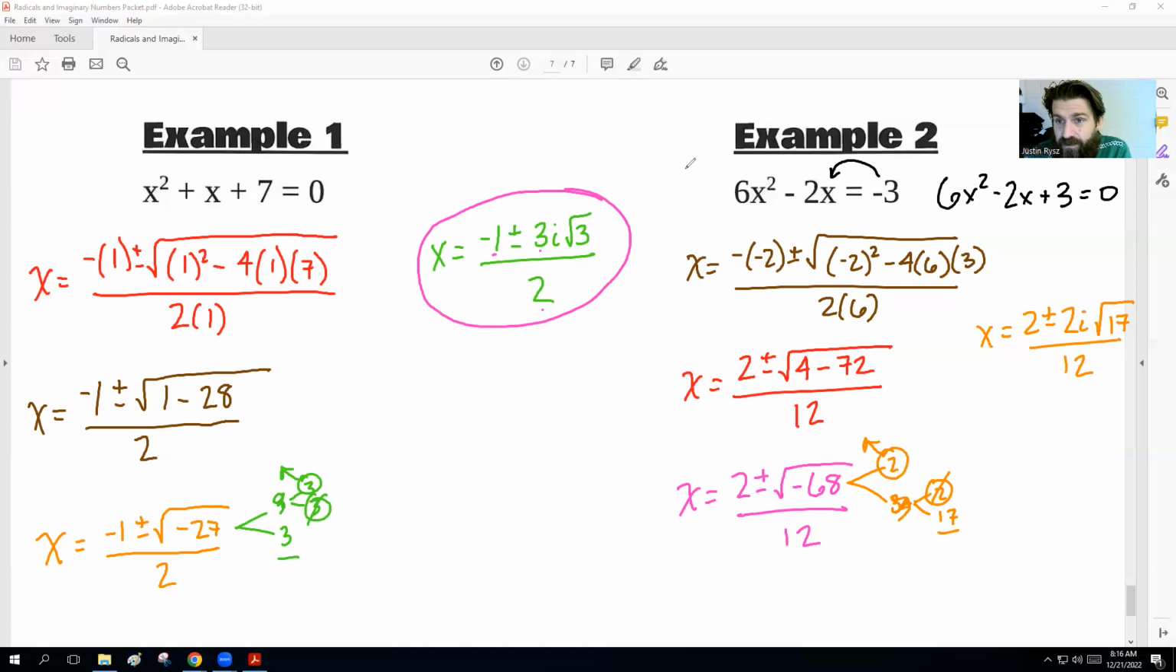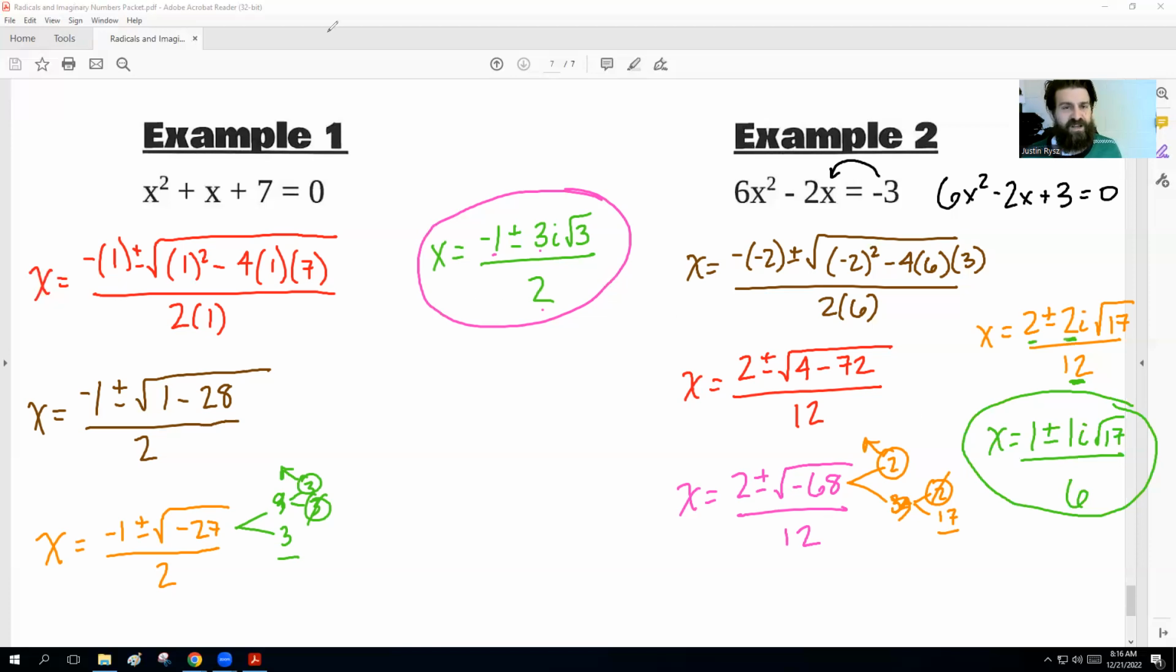And then lastly, we just check, do 2, 2i, and 12 all divide by the same number? They do. We can divide them all by 2. So we got 1 plus or minus 1i radical 17. Remember, we leave that number alone on the inside, over 6. Not the prettiest looking answer. Definitely would not take that answer to prom if I had to. But it works. It gets the job done.